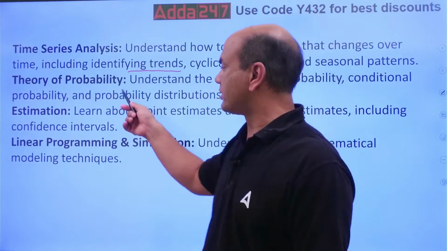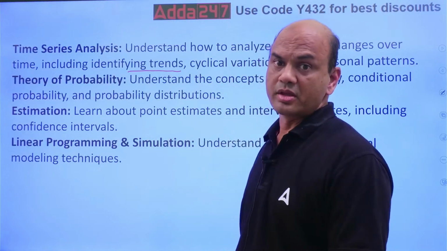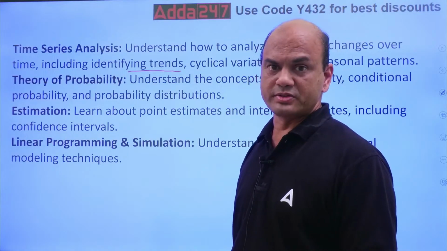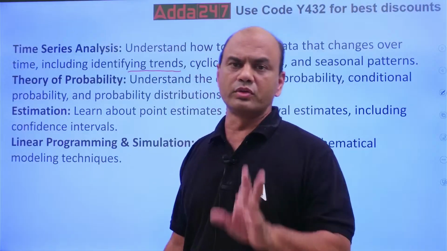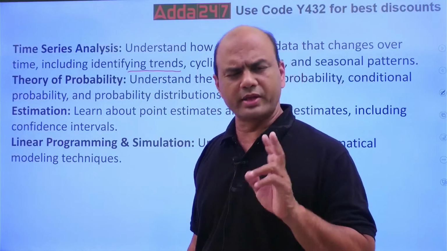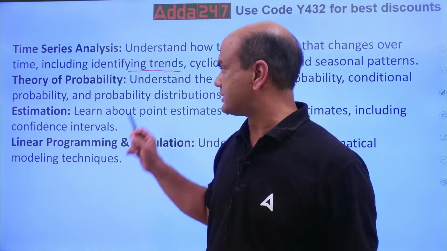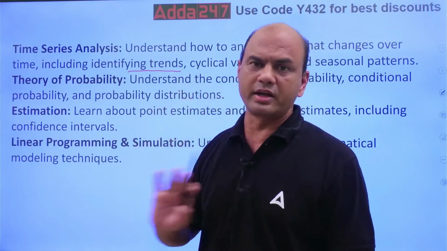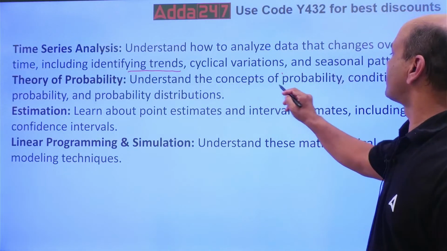Then theory of probability. Again, the toughest topic. Okay, one of the toughest topics. So, kindly note in your complete ABM, you have only two tough topics. Very tough. One is central tendency and second is this probability. Very tough. Here you will have to understand the concepts of probability.